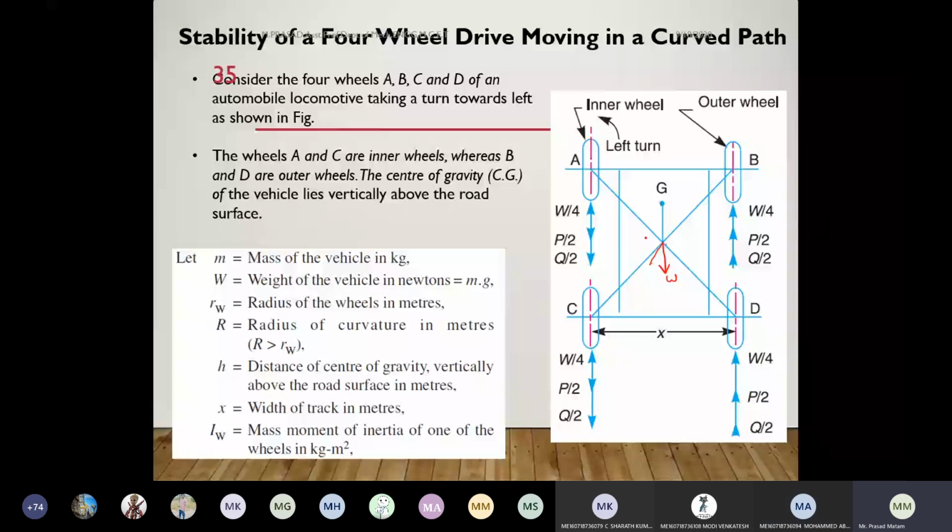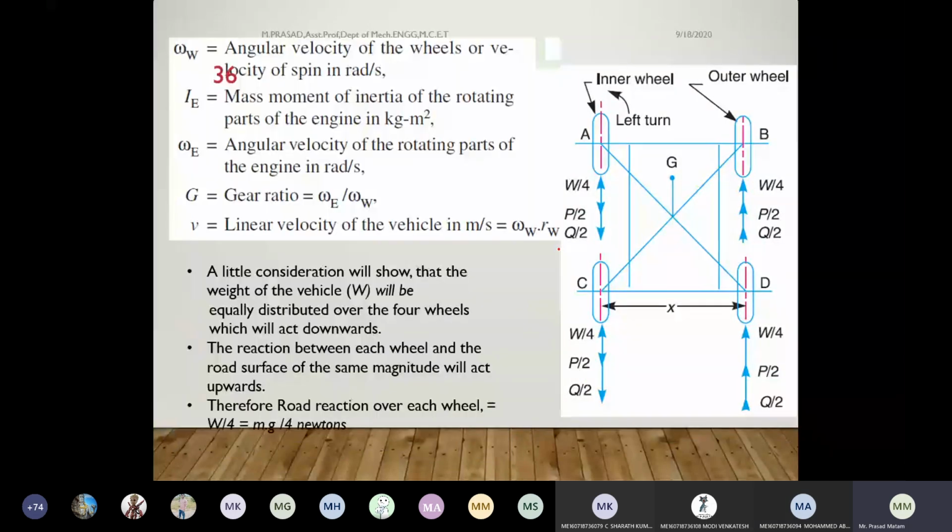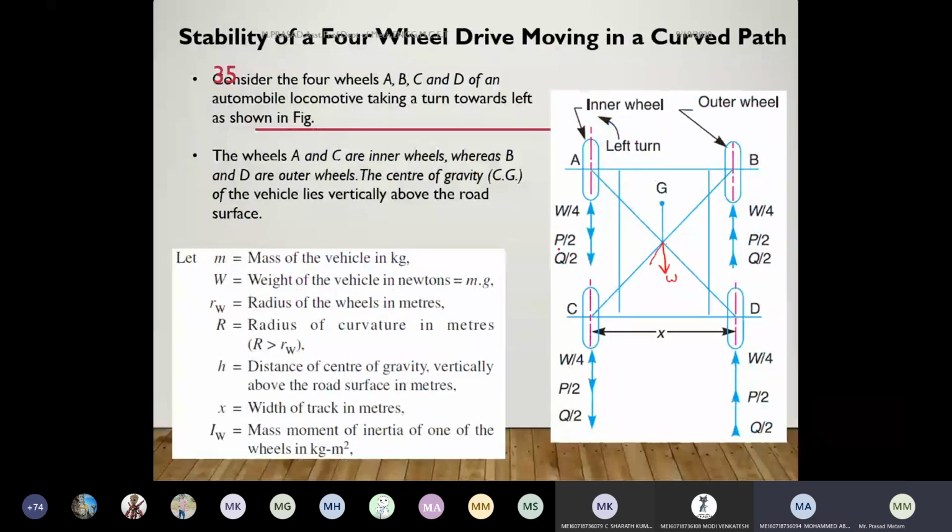Now let us see what this P is and what this Q is. P is the reaction force due to the gyroscope. We will see what Q is in the meanwhile. Now you can see the two wheels A and C are called the inner wheels, and B and D are called the outer wheels.